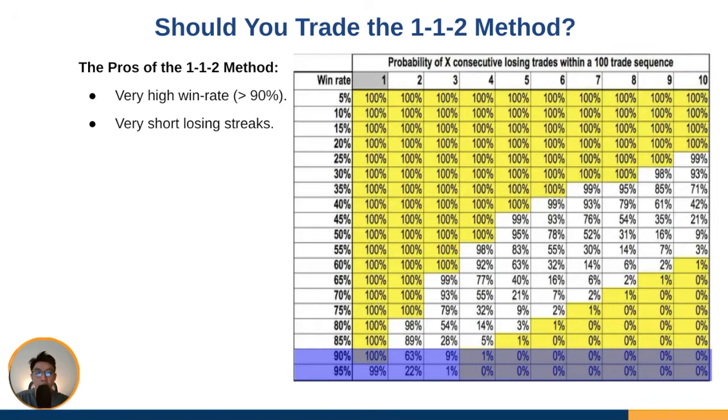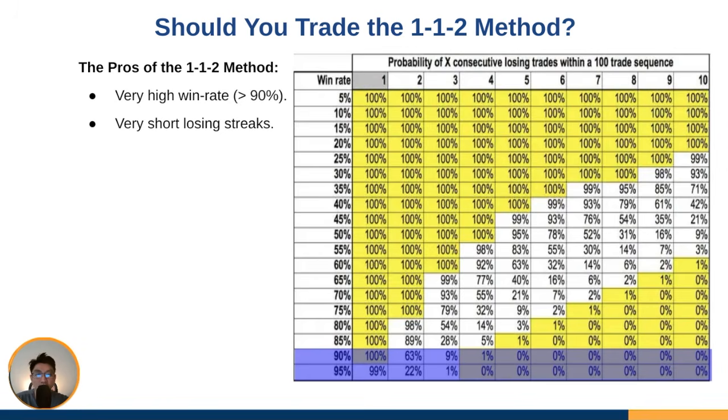Because we humans, we just like to win most of the time, right? If we don't win, we're going to feel affected by it. So if you have a very high win rate, it also means that your losing streaks are going to be very, very short. So over here, I have the probability table. Basically, what this table is showing is the probability of X consecutive losing trades within a 100-trade sequence. So within 100 trades, how many consecutive losers you will have in a row.